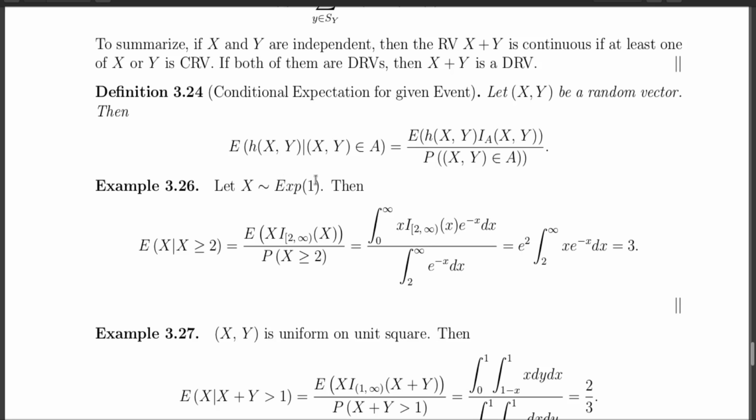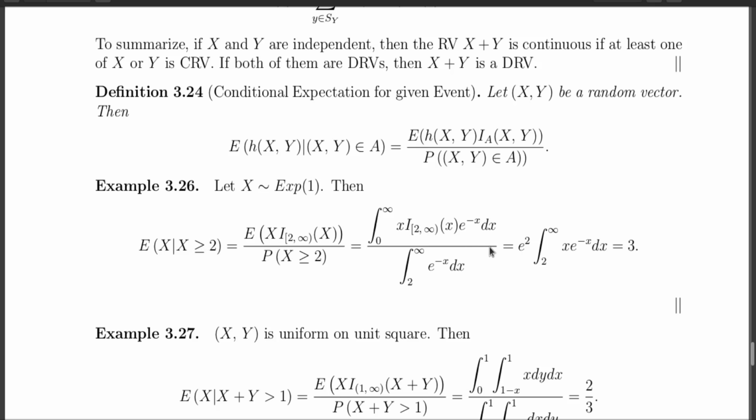Let us say some simple example. Suppose X follows an exponential random variable, exponential 1. I try to find out this expectation. In this case, I have only one random variable, so it is much easier. Using this formula, it is basically nothing but the expectation of X times the indicator function of the set that X is greater than 2, divided by the probability that X is greater than 2.